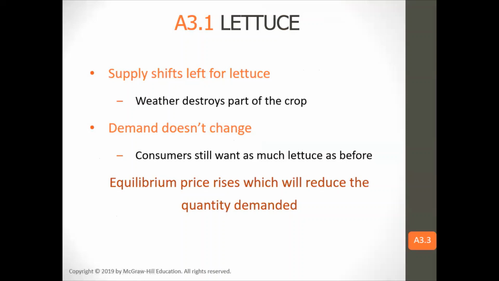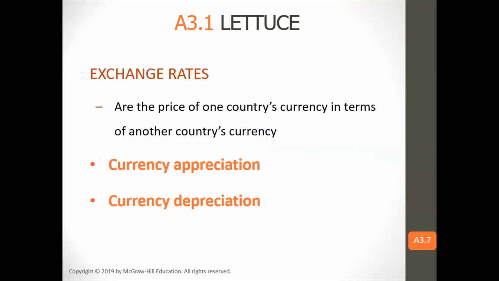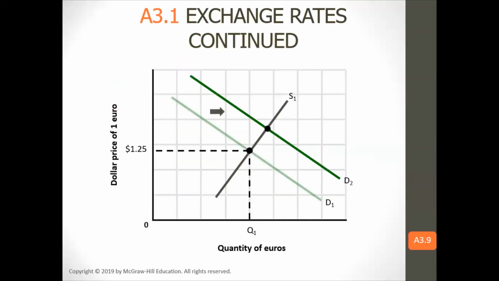So in this case, supply shifts left for lettuce when weather destroys part of the crop, because there's less that we have. And then demand won't change. So supply will shift left if weather damages the crop for lettuce. And if the dollar price of 1 euro goes up, demand will shift right.